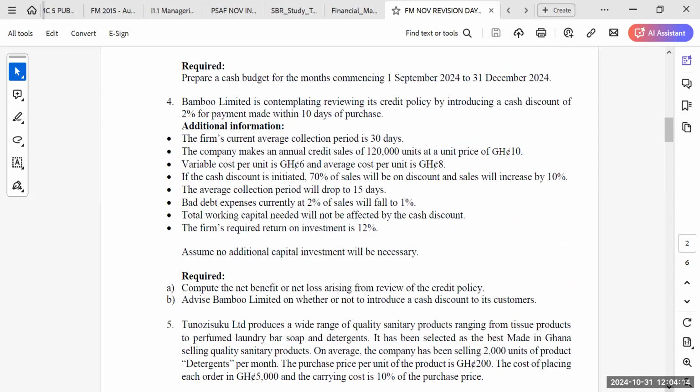Yes. Okay. And they are saying that if the cash discount is initiated, 70% of the sales will be on discount and sales will increase by 10%. So it means that 70% of the customers will take up the discount, 30% will not take it. Is that correct? Yes. Okay. And the average collection period will drop to 15 days.